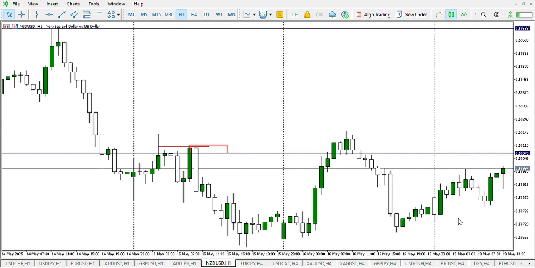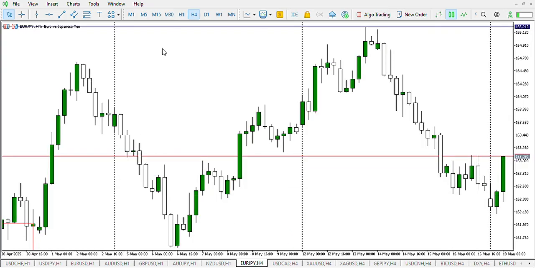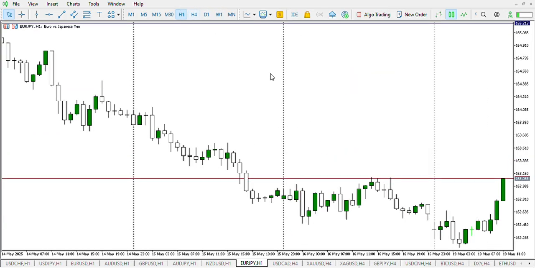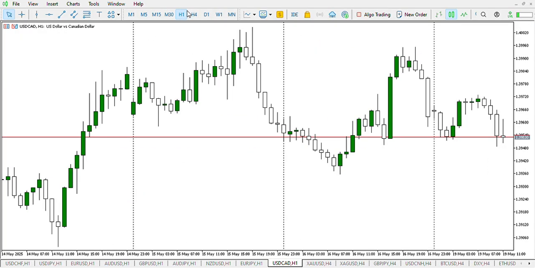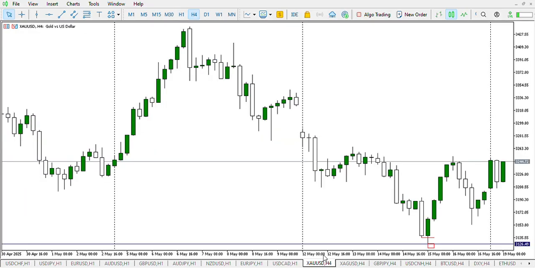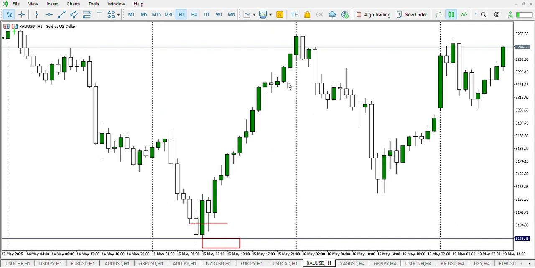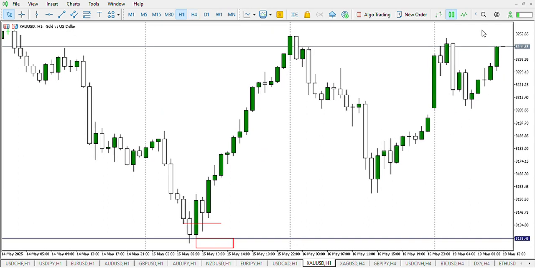Alright, here we don't have a strong pattern yet on NZD USD. On Euro JPY, we don't have a strong pattern yet. However, in between the trend, we have a strong pattern. However, we are always meant to look at the high and the exact low, because you need to keep a concept in mind that you sell high and you buy low. On USD CAD, we don't have a strong pattern at the support or the resistance. On gold, we do not have a strong pattern at the support or the resistance as well.